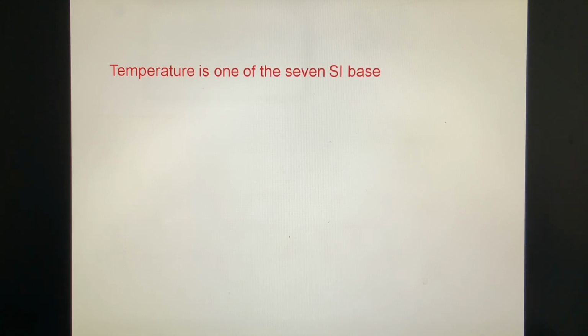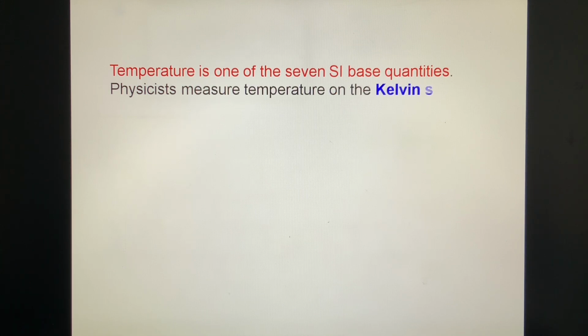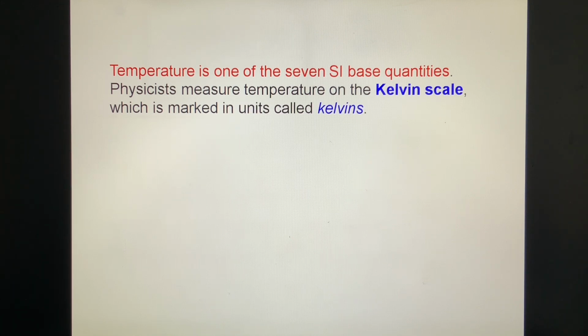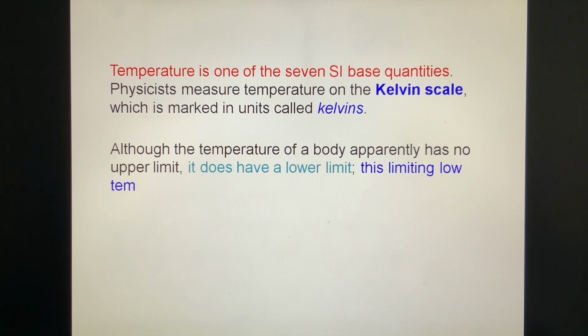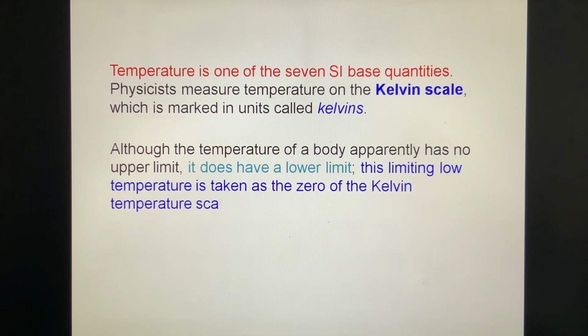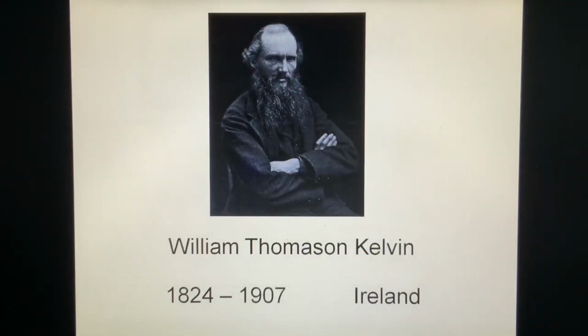Temperature is one of the 7 international system base quantities. Physicists measure temperature on the Kelvin scale, which is marked in units called kelvins. Although the temperature of a body apparently has no upper limit, it does have a lower limit. This limiting low temperature is taken as the zero of the Kelvin temperature scale. Room temperature is 290 Kelvin. This is the Kelvin.